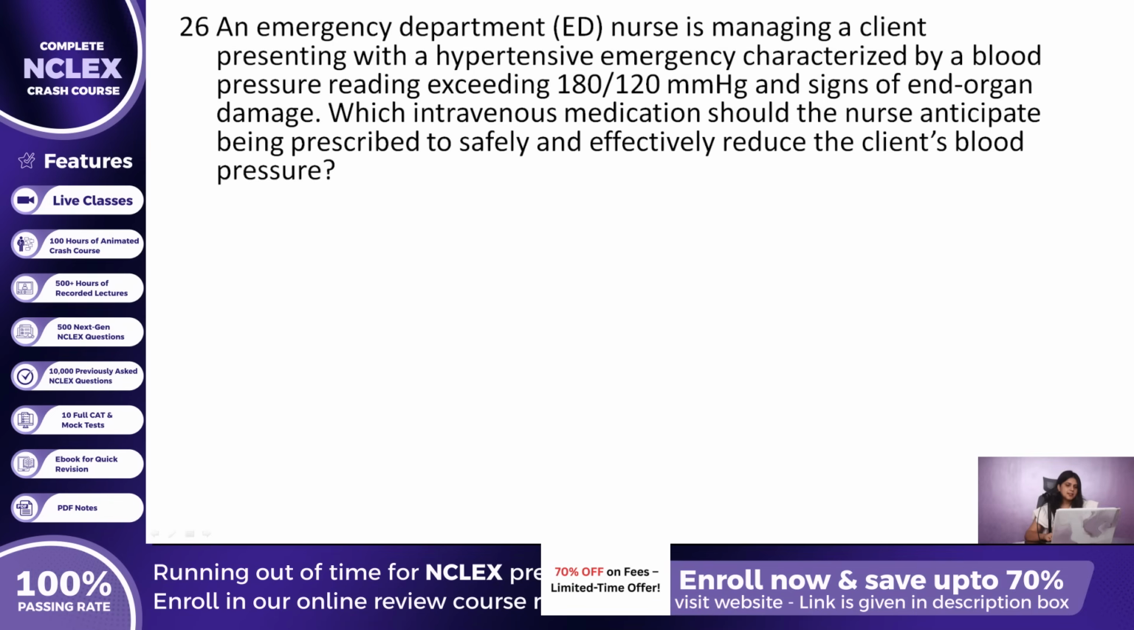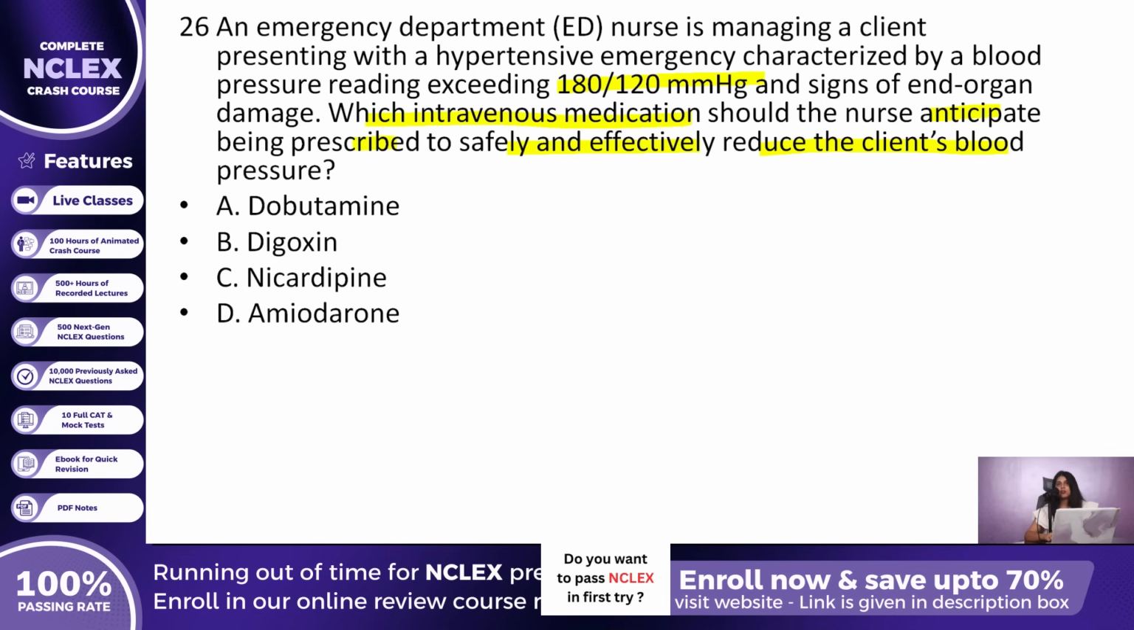Question 26. Let's consider a client in the emergency department presenting with a hypertensive emergency, defined by a blood pressure exceeding 180/120 millimeters of mercury with signs of organ damage. The question is, which intravenous medication should the nurse expect to be prescribed to safely lower the blood pressure? The options are A. Dobutamine, B. Digoxin, C. Nicardipine, and D. Amiodarone.